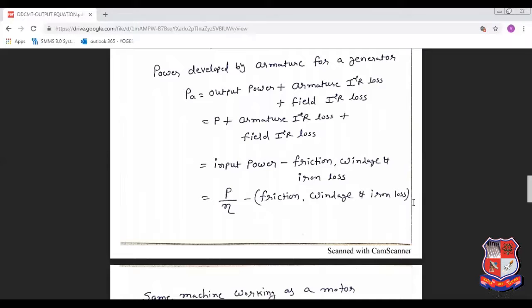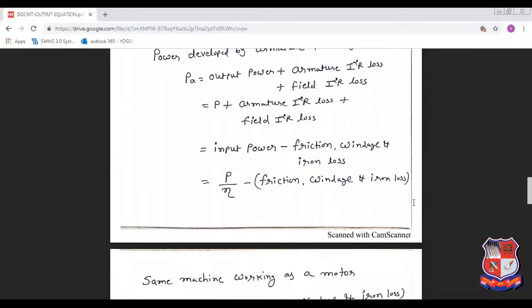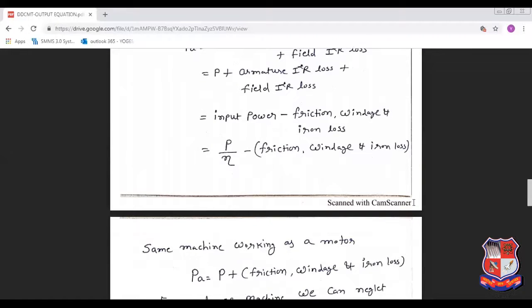Input power is nothing but the output power divided by efficiency. So the equation becomes PA is equal to P by efficiency minus friction, windage and iron loss.